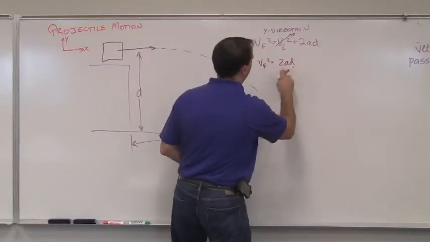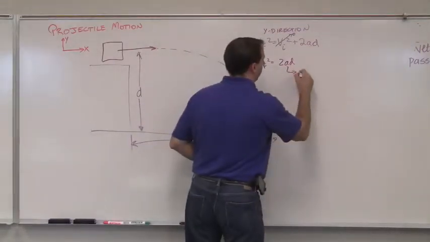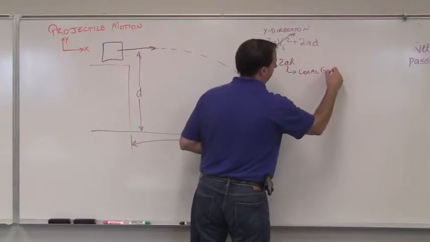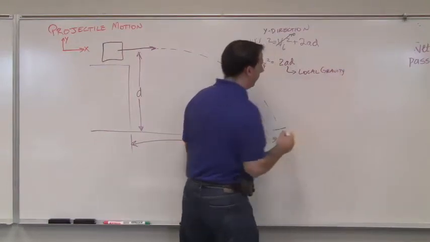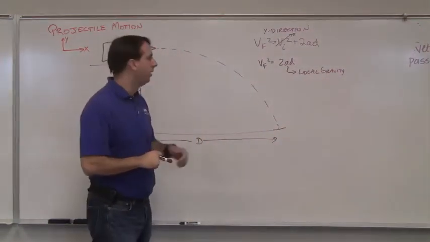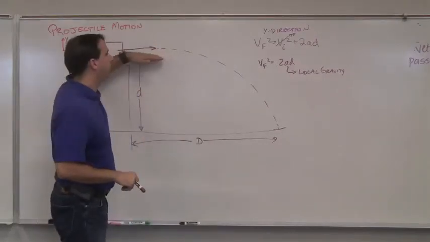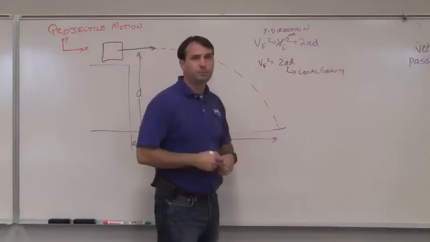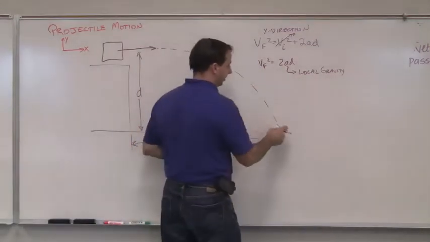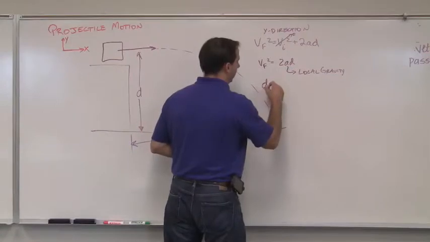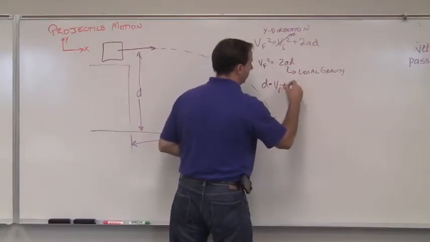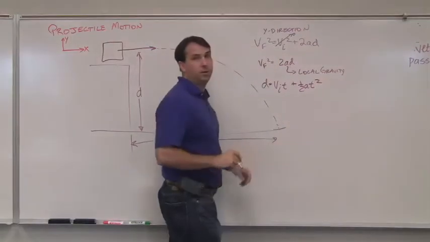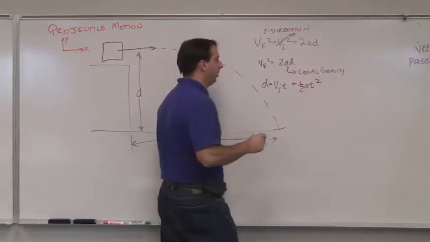So you solve for, if you want to use gravity, local gravity, that's fine. If you're deploying from the lander, you can just say, okay, the gravity on this planet is such and such, and that's going to tell us our final velocity at the bottom. Then d equals v_i t plus 1/2 a t squared. That's going to tell you the time that it takes to fall.